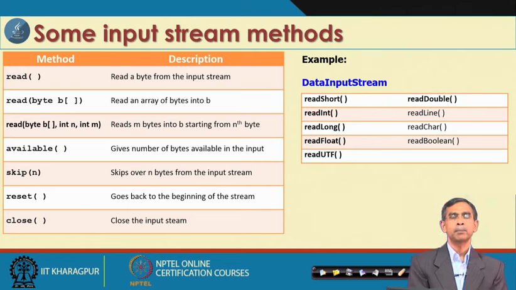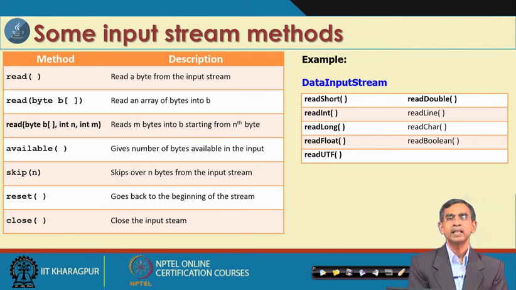Now, here is another example, DataInputStream, a very popular stream class, and as you see there are also many methods which can be used. So, basically DataInputStream belongs to the byte stream classes, and it has many utilities. It can read a short integer, it can read a floating point number, it can read a normal integer, it can read a line. It can read a long integer, it can read a character, it can read a boolean, it can read some data in UTF format. There are many other formats too.